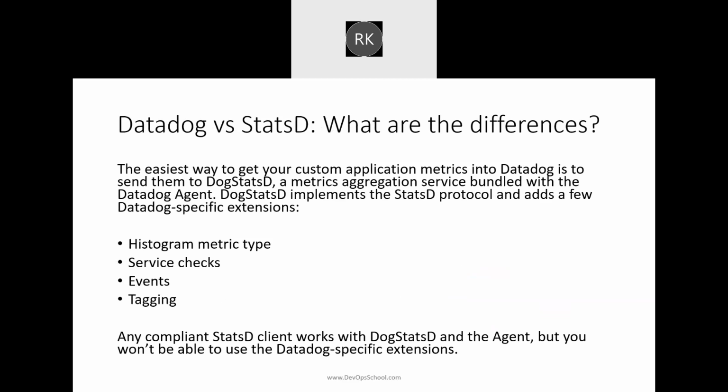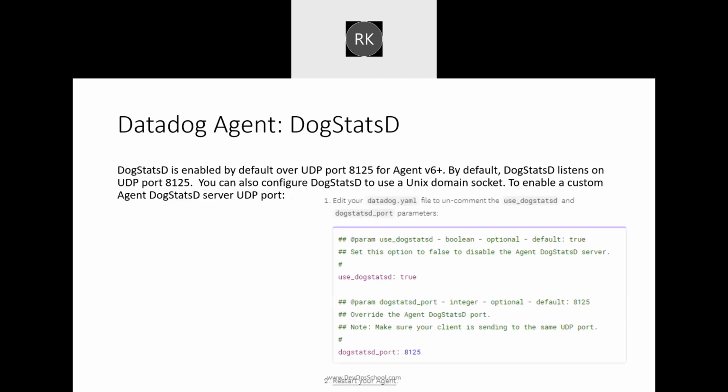Okay, so here Datadog dogstatsd implements the StatsD protocol and adds a few Datadog-specific extensions, which are the histogram metric type, service checks, events, and tagging. Tagging is one of the killer functionalities.